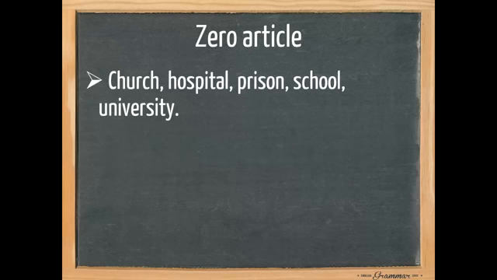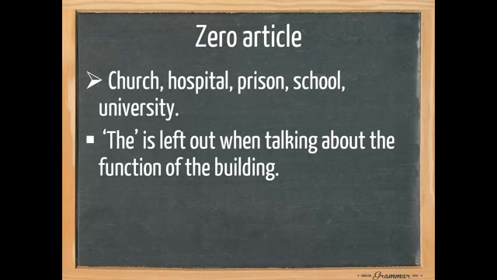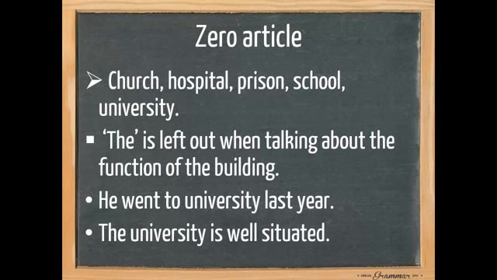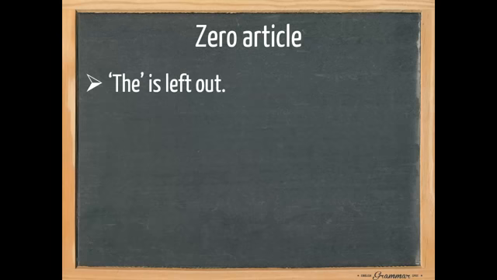We also do not use an article when talking about church, hospital, prison, school, and university in general. So, the is left out only when we talk about the function of the building. For instance, he went to university last year, so here we do not have a particular university in mind. Whereas the university is well situated, this is about a particular university, for instance, Oxford, Cambridge, Harvard, Yale.